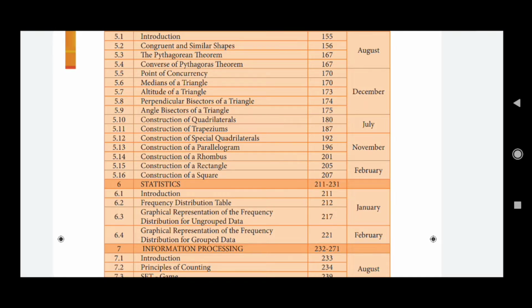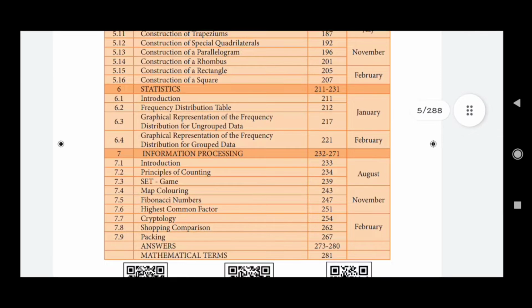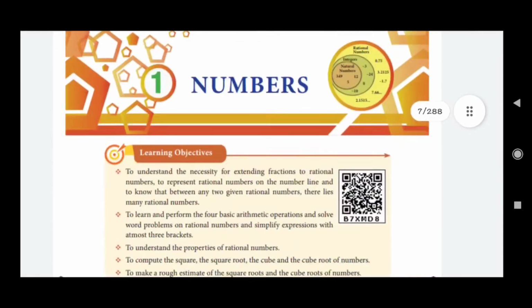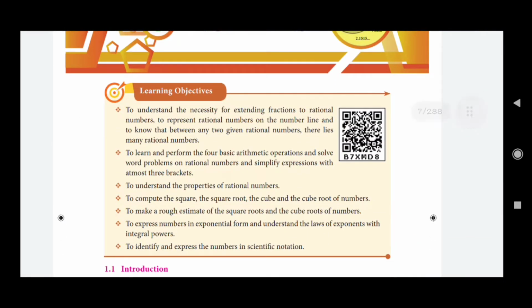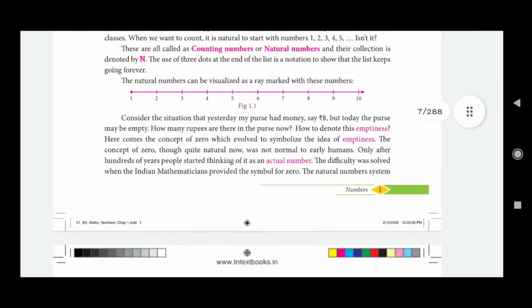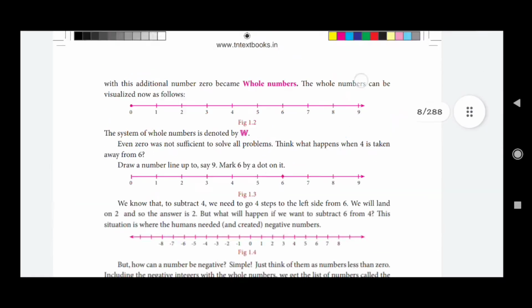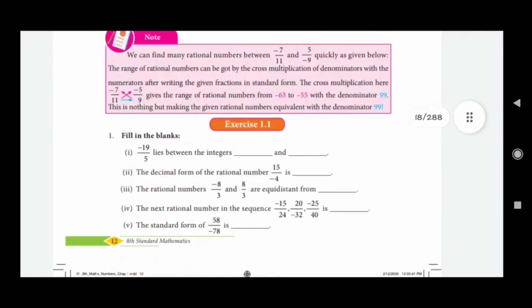So one sum will be in graph, that is 8 marks. Then one practical geometry, 8 marks. So in total you have 16 marks. Now I will give the introduction and explain. From chapter 3 we will solve.